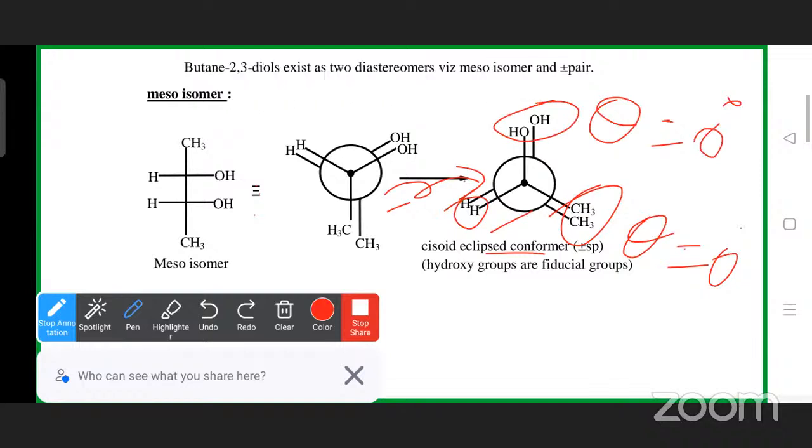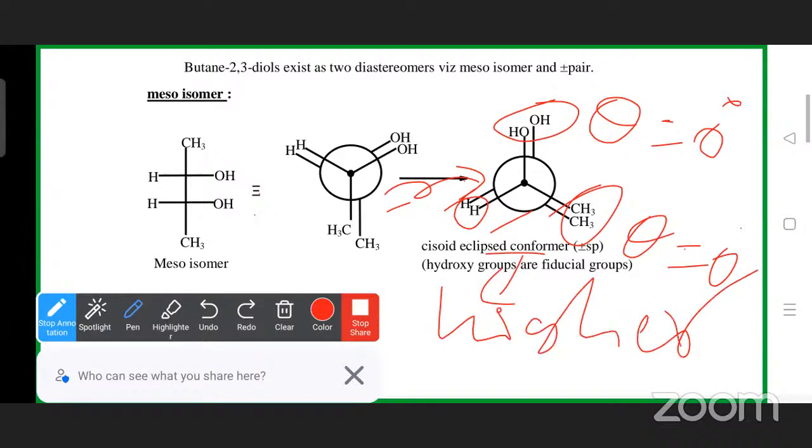The eclipsed conformation is a higher energy conformation. So higher energy conformation means least stable conformation, isn't it? Because the stability is inversely proportional to the energy. If higher energy, least stable; least energy, higher stable, right? So here this eclipsed conformation is a higher energy conformation.